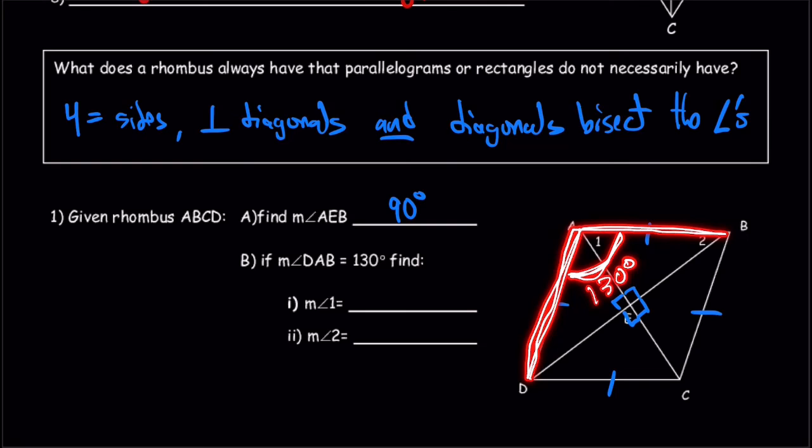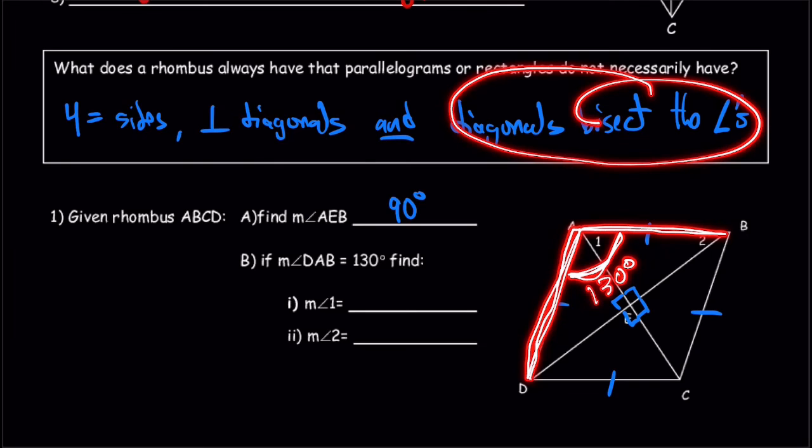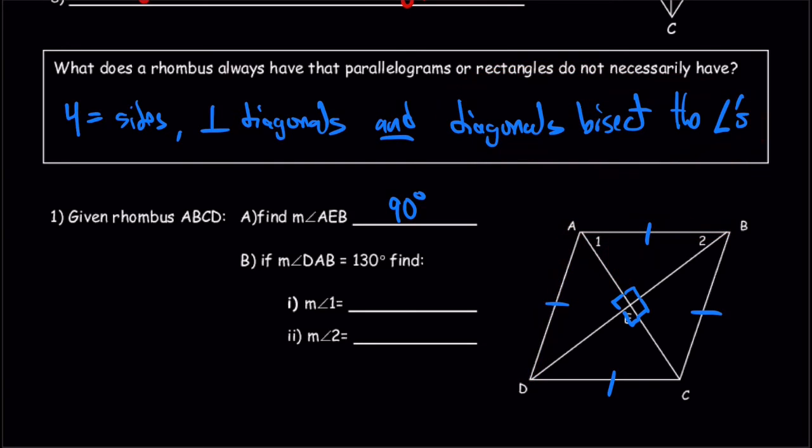So remember, the diagonals bisect the angles. That means this angle 1 and that angle right there are going to be the same. Together, they're 130. So I need to take 130 divided by 2. That's going to be 65. So both of these angles here are going to be 65. I don't need the other one on the other side, but angle 1 is 65 degrees.